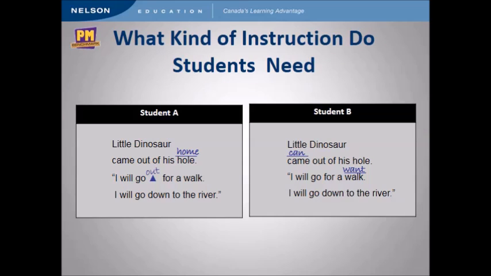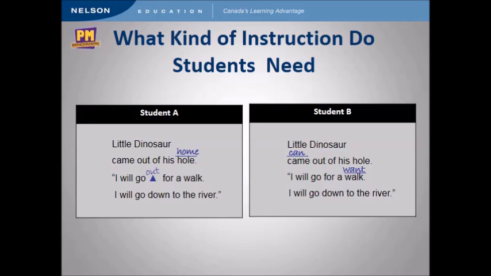So if we look at these two students, student A and student B, and the kinds of errors you're seeing would be indicative of the errors that the student made throughout reading this book. Let's look at student A. So student A said, little dinosaur came out of his home. I'll go out for a walk. I will go down to the river. So notice that this student had a substitution. They said home for whole, and they said I will go out, so they inserted the word out for a walk.